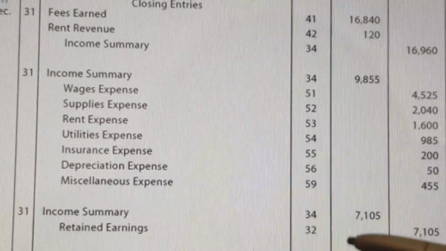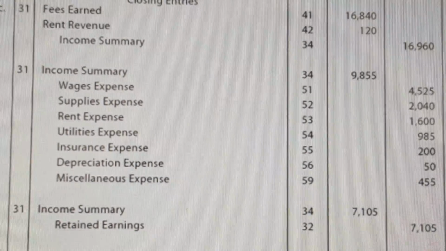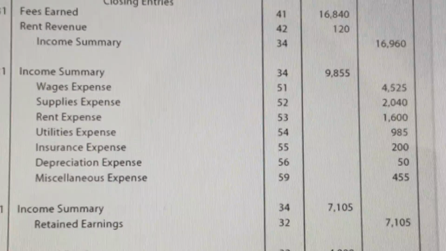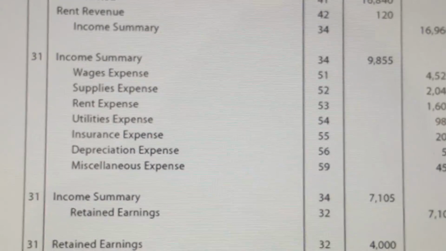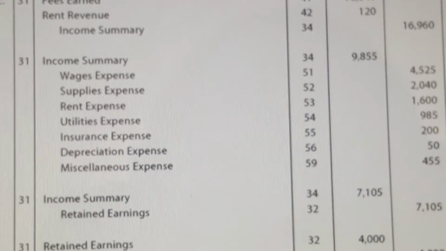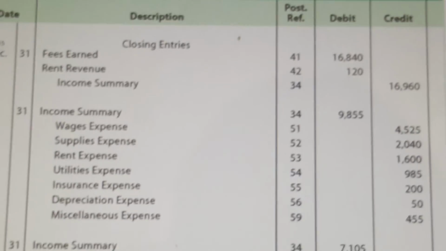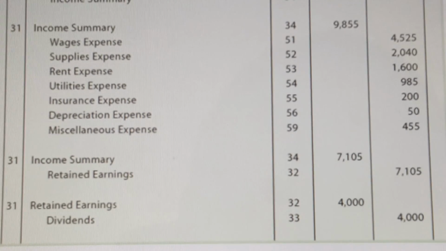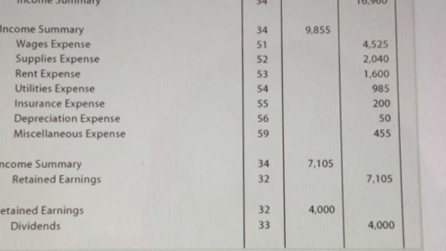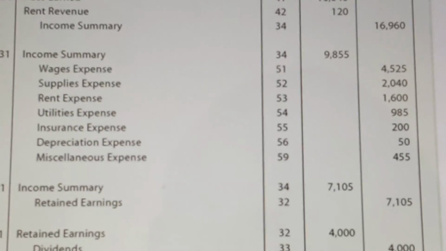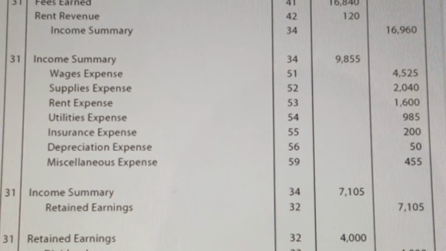Closing entry number 3, we close income summary to retained earnings. Please note what I just said. Closing entry number 3, we close income summary to retained earnings. We never close retained earnings. Remember, we talked about previously, retained earnings is a permanent account, okay? So if we have a net income, that means we have a credit balance in income summary after the first 2 closing entries. So we're going to debit income summary for $1,105, and we're going to credit retained earnings for the same amount.